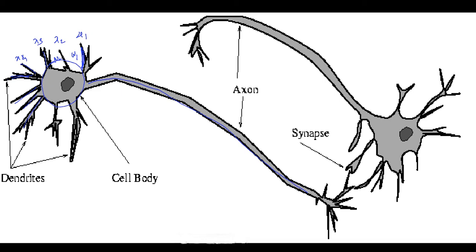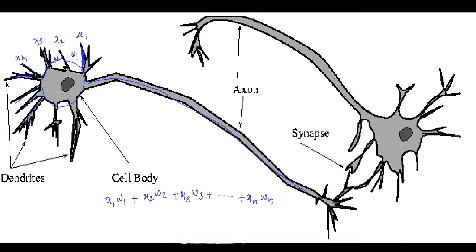After receiving these inputs at the cell body, what this neuron does is the weighted sum of these inputs. That means we multiply x1 with w1. It is like this: x1 w1 plus x2 w2, input into weight plus other input into that weight, and so on. If there are n inputs, we multiply all those inputs with weights and do the weighted sum.